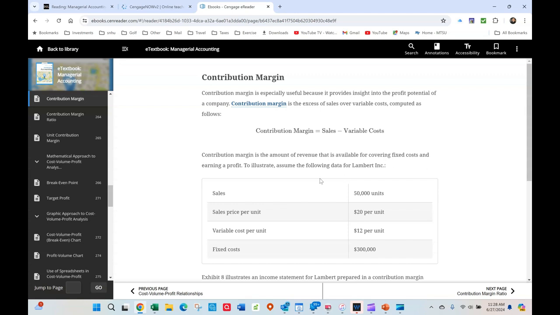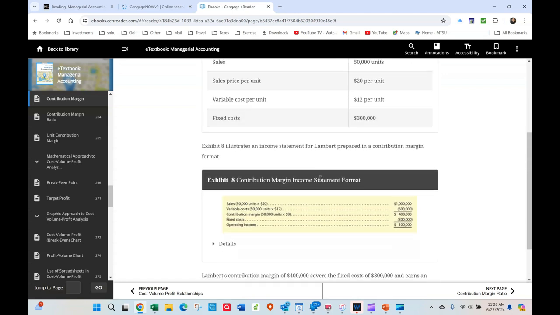All right. And we'll see here that you have sales of 50,000 units times $20 per unit as your sales price. So you're going to get revenue of $1 million. Your variable costs are 50,000 units times $12, or 600,000. So your contribution margin is going to be 400,000. Again, sales minus variable cost. Your fixed cost overhead is 300,000. So your operating income is going to be 100,000.